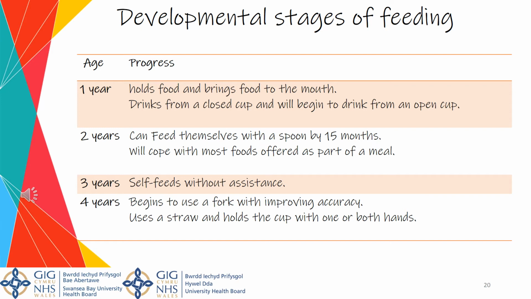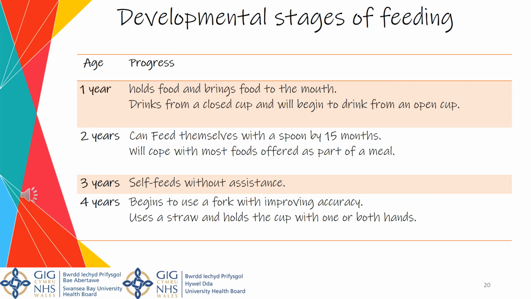Developmental milestones can be helpful markers of typical child development. However, the age at which infants achieve many motor skills is dependent on how often they're promoted by the parent and performed by the child. Typically, we would be expecting a 1-year-old to be able to hold food and bring it to their mouth. At the age of 2, we would be expecting a child to be able to feed themselves with a spoon. This is usually around 15 months.